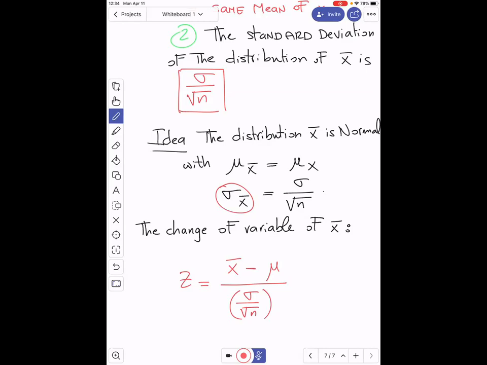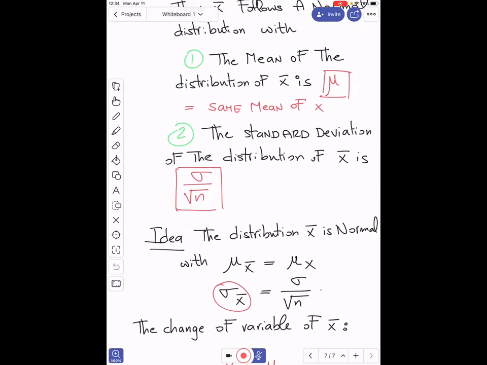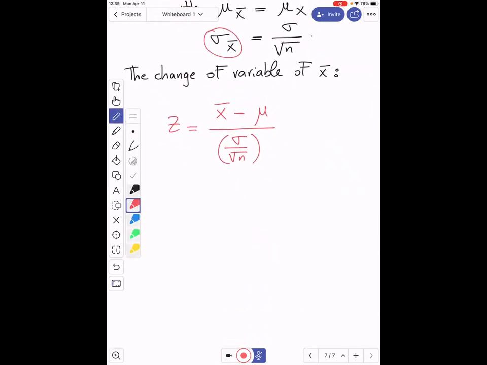So for example, let's come back to our example with the fish. So we have this example.